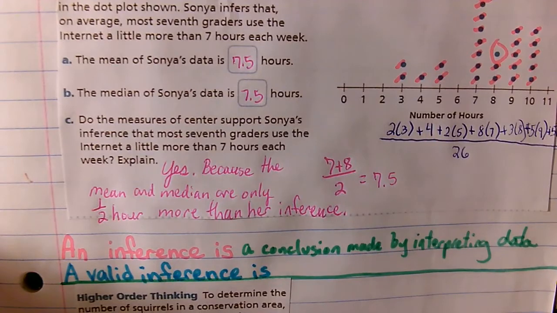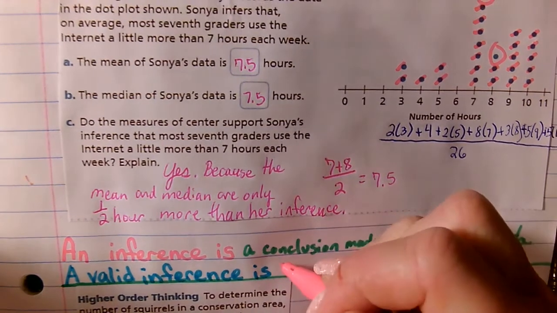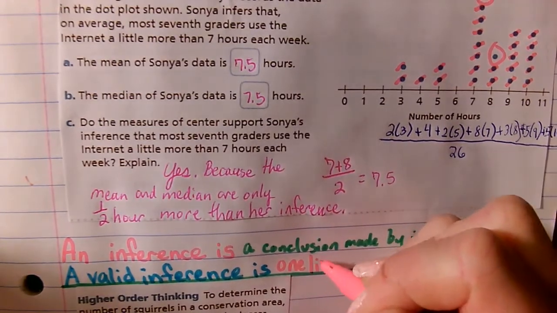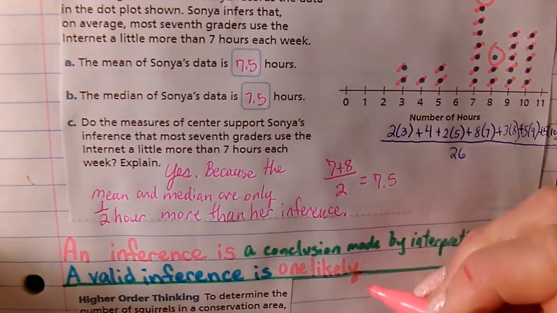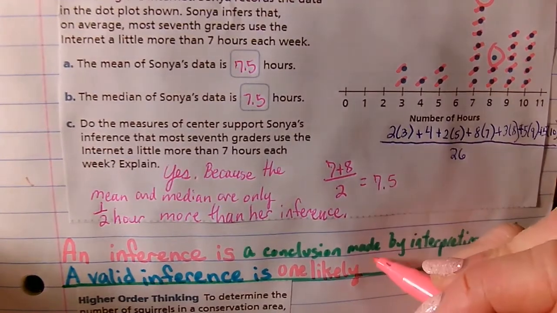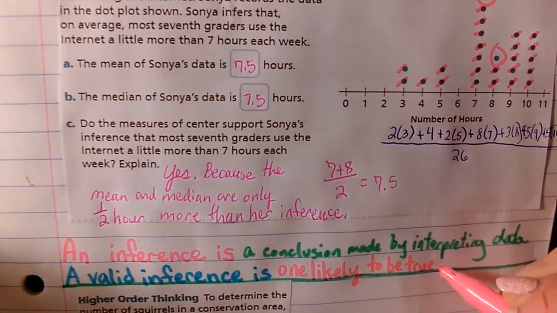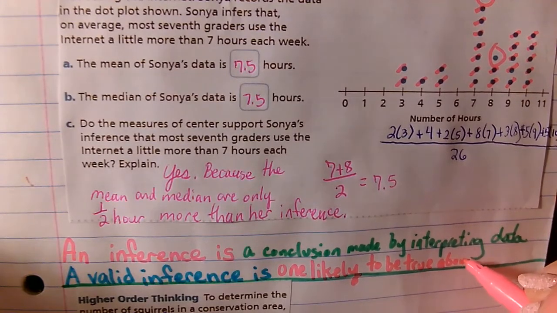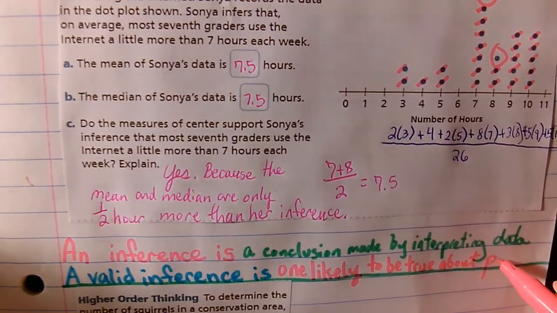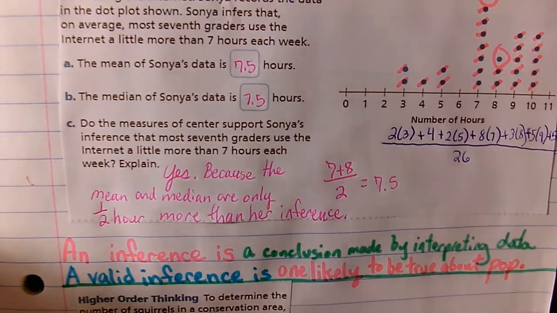Okay? A valid inference? Well, a valid inference, that is one likely to be true about a population. I'm just going to abbreviate population here, okay?